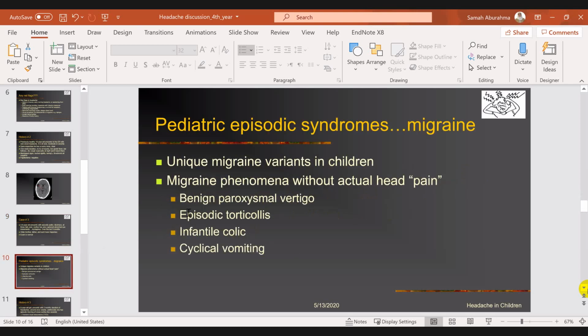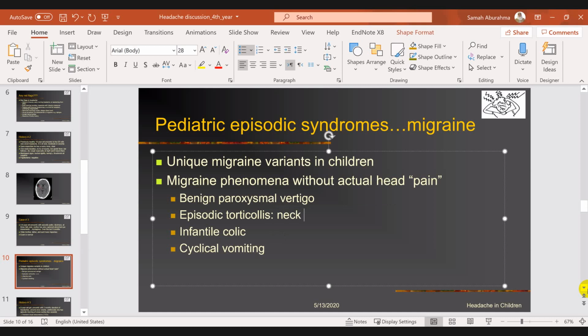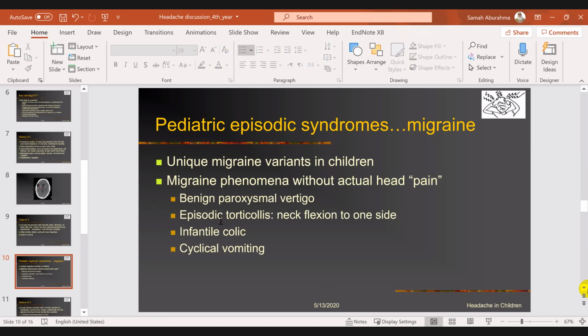Benign paroxysmal vertigo. The other episodic syndrome that's quite common is episodic torticollis. So these patients will have torticollis. You know what it means? Neck flexion to one side. Okay, this is called torticollis. Okay. Have you heard the word torticollis? Do you know what it is?